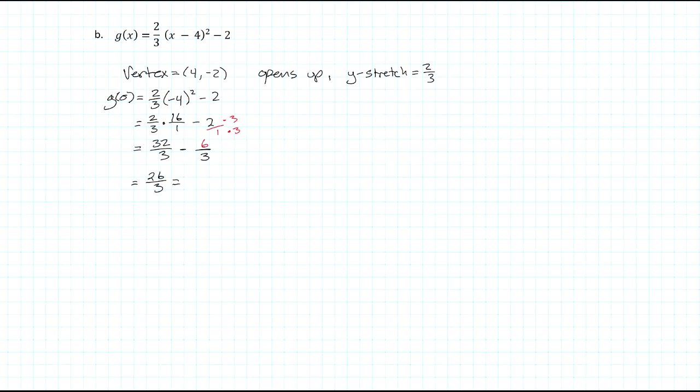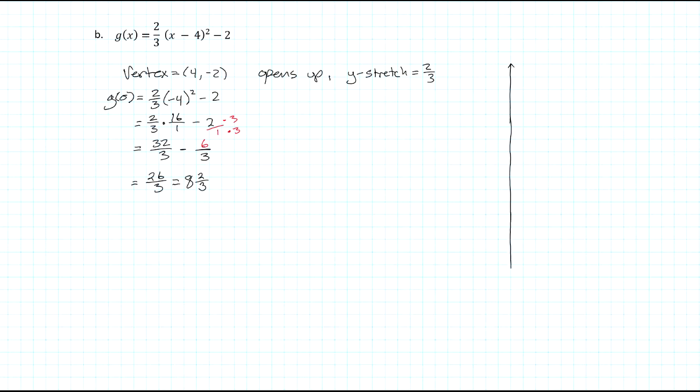And getting this as a mixed number is nice. This is going to be 3 goes into 26. 3 times 8 is 24. This is 8 and then 2 left over to get to 26. So 8 and 2/3. All right. So let's start graphing this. The vertex is at 4, negative 2. The y-intercept is at 8 and 2/3.